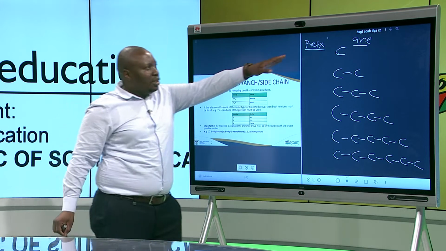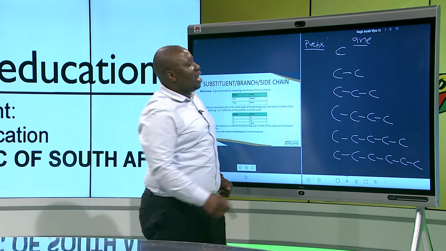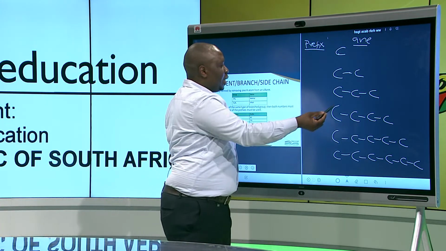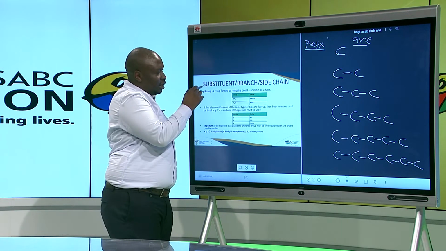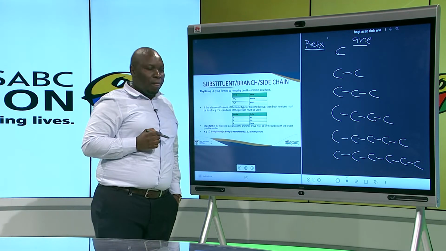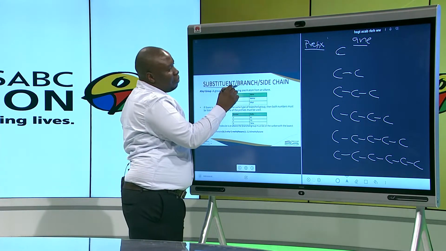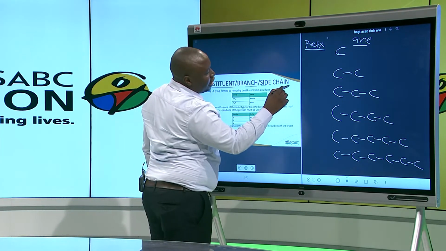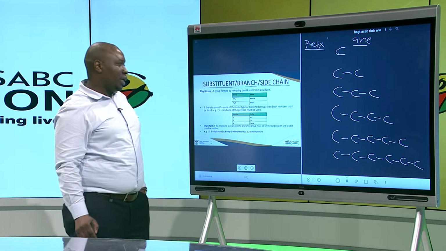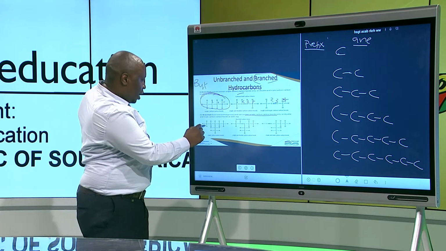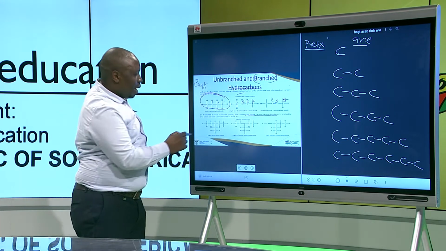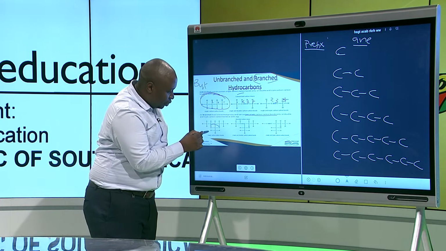We said all these 6 alkanes can have a branch in them. Those branches, we refer to them as substituents. Substituents, or you can refer to them as a branch, or you can refer to it as a side chain. So we're saying when you have a long structure, but it has a branch.